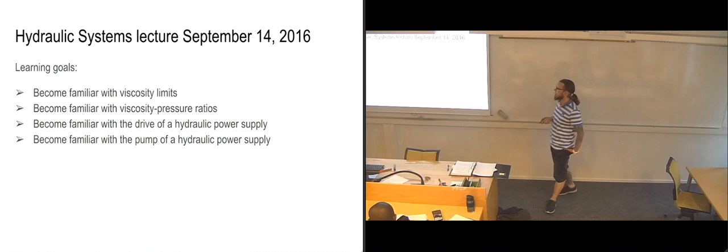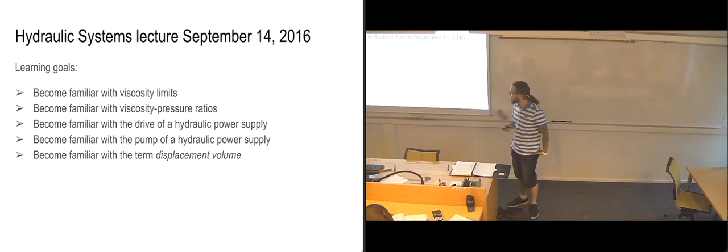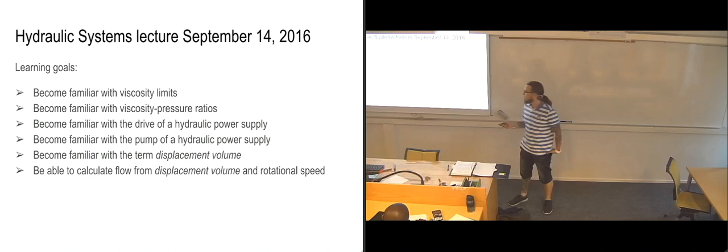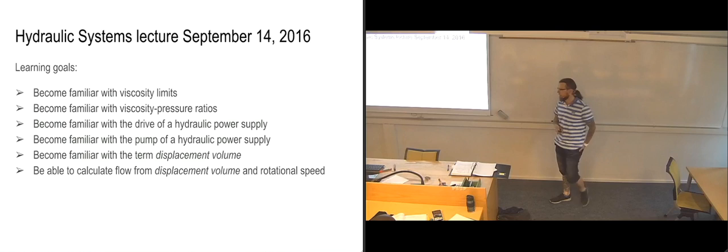And that's basically it. We won't be done with the pump today, so we will continue with that on the next one, I think. So within talking about pumps, we are going to become familiar with something called displacement volume. So we're going to look at that. And we are going to be able to calculate the flow from displacement volume and rotational speed. So if we know the displacement volume and the rotational speed of the pump, then we're going to be able to calculate the flow.